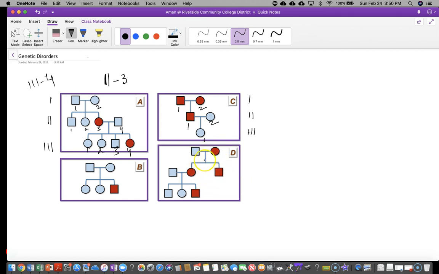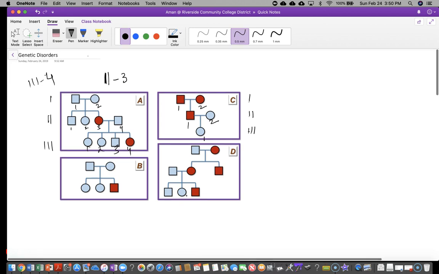And then in this one, you can see a not affected male marries an affected female and has kids, and both kids, son and daughter, are affected. Then the daughters get married and have 3 kids, out of which 1 son is not affected, the daughter is not affected, but the 3rd son here is affected. You should be able to break this down.